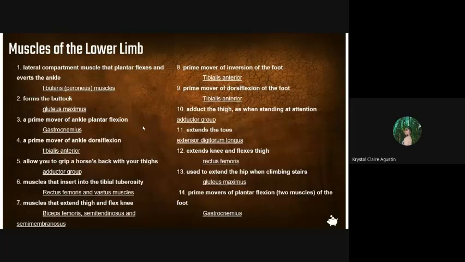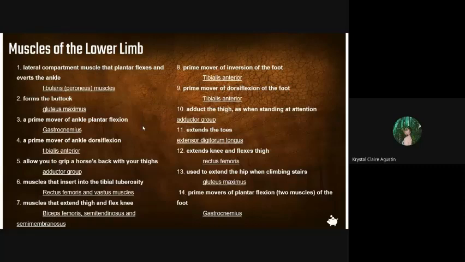Now for the muscles of the lower limb. Number 1, the lateral compartment muscle that plantar flexes and everts the ankle. The answer is the fibularis (peroneus) muscles. Number 2, it forms the buttock, which is the gluteus maximus. And number 3, a prime mover of ankle plantar flexion, is the gastrocnemius. Number 4, a prime mover of ankle dorsiflexion, is the tibialis anterior.